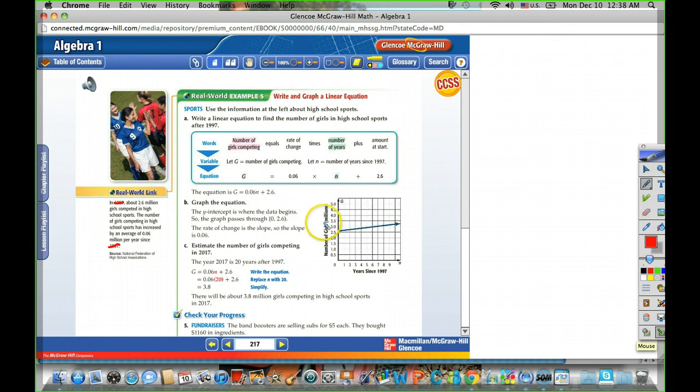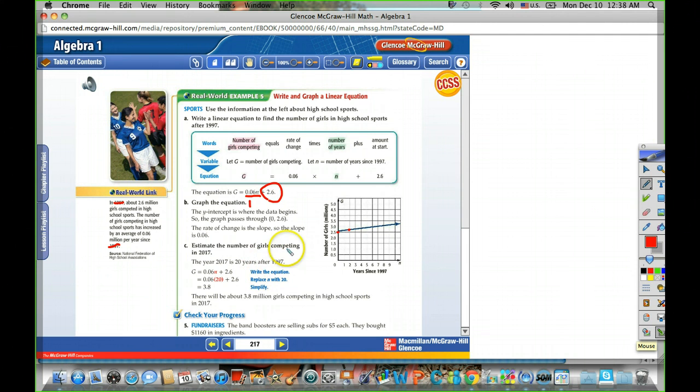Now let's graph this equation. So we start at 2.6, again, our y-intercept is where we always start, okay? And then 0.06 is our slope, so that means 0.06 over 1. So if we rose 0.06 slightly and then run 1 and connect the dot, that's where our graph will look like. And there's your graph.